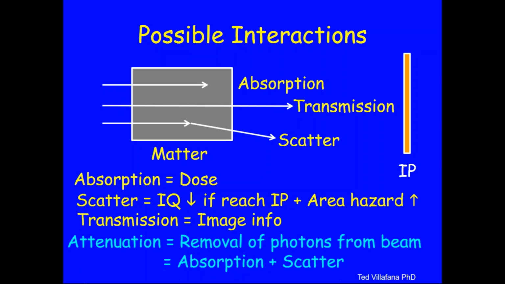we define the word attenuation. Attenuation is the removal of photons from the beam, and we can remove photons from the beam generally by two mechanisms. We can absorb the photons out, or we can scatter the photons out. So the word attenuation is really the sum of absorption and scatter.